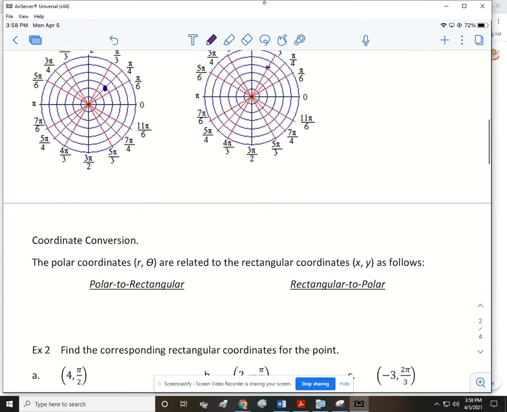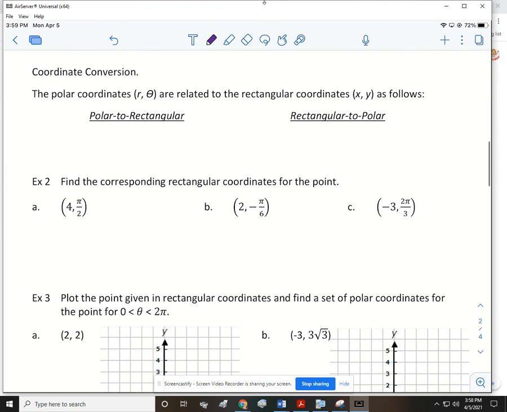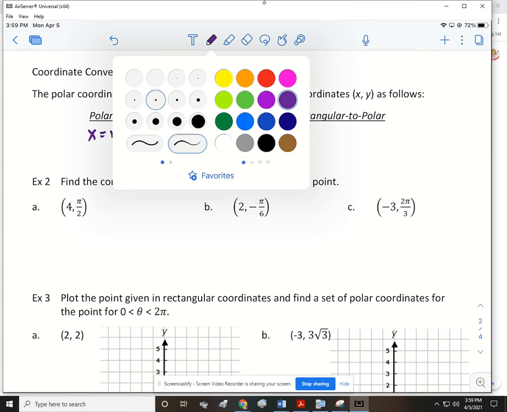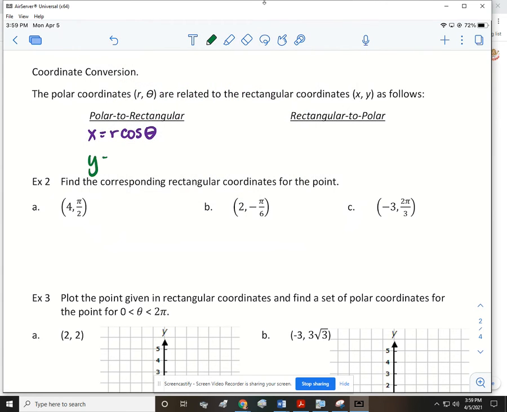polar coordinates. And the other thing we're going to do today is convert. So we're going to go from polar coordinates to rectangular coordinates. Rectangular coordinates are what we're used to. Rectangular coordinates use x and y. So we're going to go from r and thetas to x's and y's. What you need to remember is that x is going to be equal to r cosine of theta.